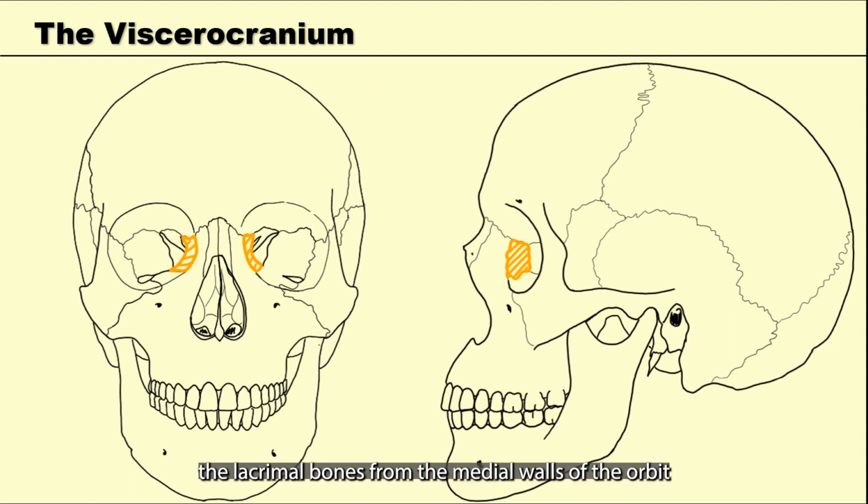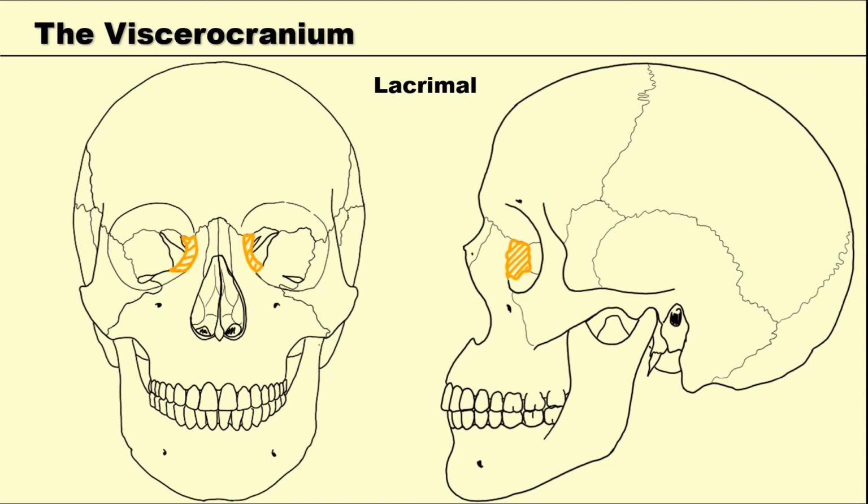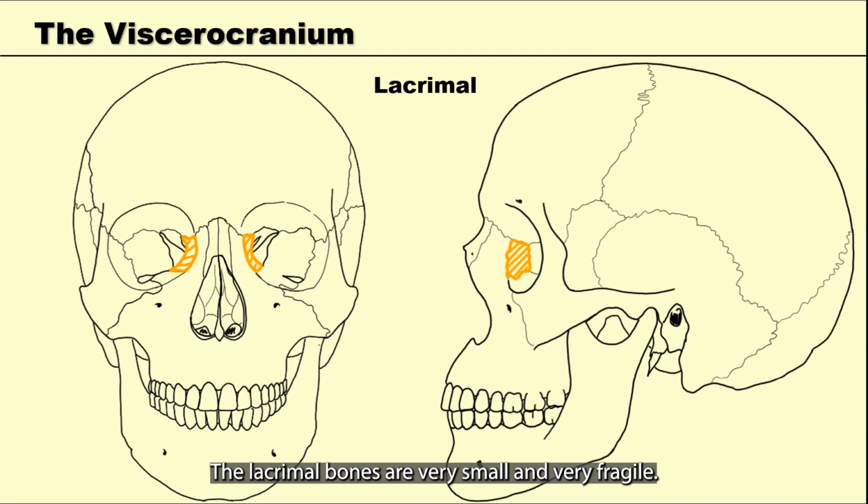The lacrimal bones form the medial walls of the orbit and should not be attempted to palpate, as you would be rubbing the inner corners of your eye. The lacrimal bones are very small and very fragile. It has a small channel that allows the collection of tears during excessive lacrimation, aka crying, like when you're trying to learn the bones of the skull.